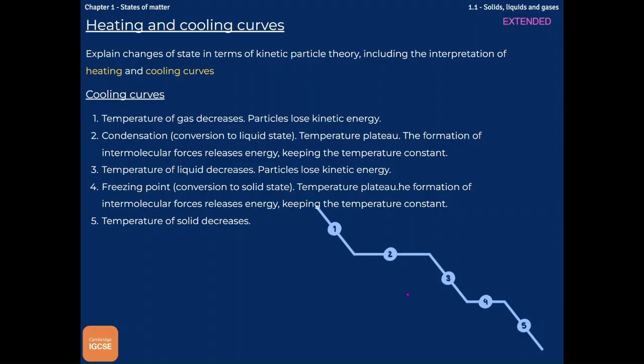We have this plateau. The formation of the intermolecular forces is actually releasing energy, which means we're keeping the temperature constant. That's why we have a plateau. So it's just kind of like the inverse of the heating curve. As it's a liquid, we're taking energy away, so their particles are losing temperature. You get the second plateau, which is the freezing point, and the formation of the intermolecular forces again releases energy, which keeps the temperature constant, and then it becomes a solid, right? Well, kind of the inverse of our heating curve.